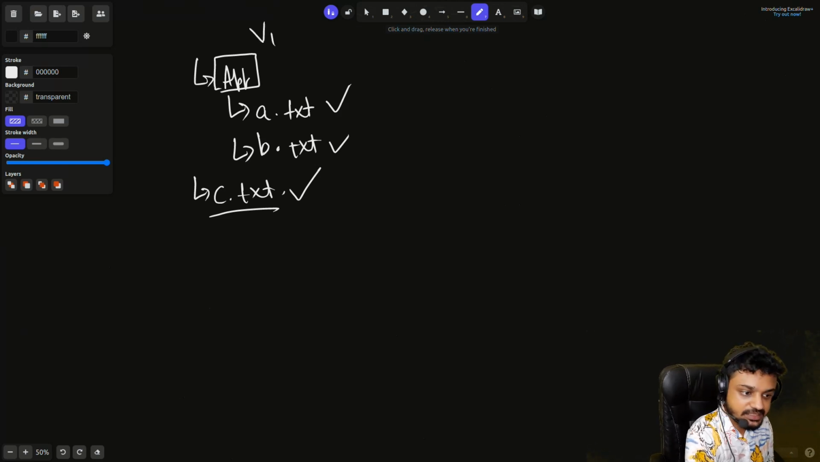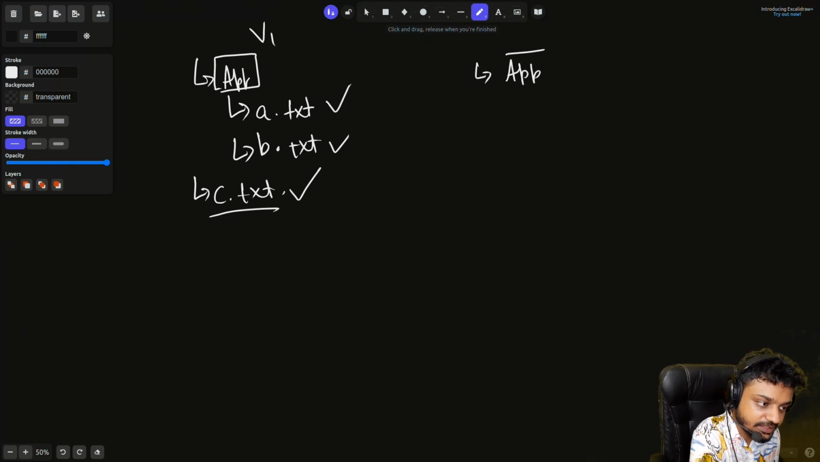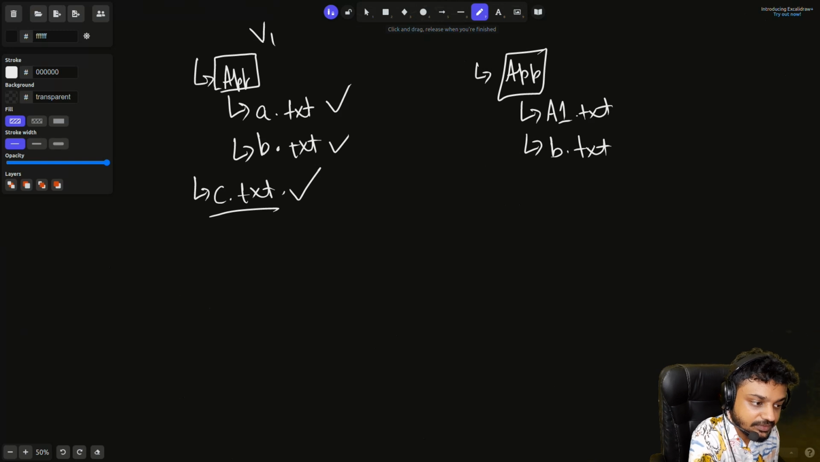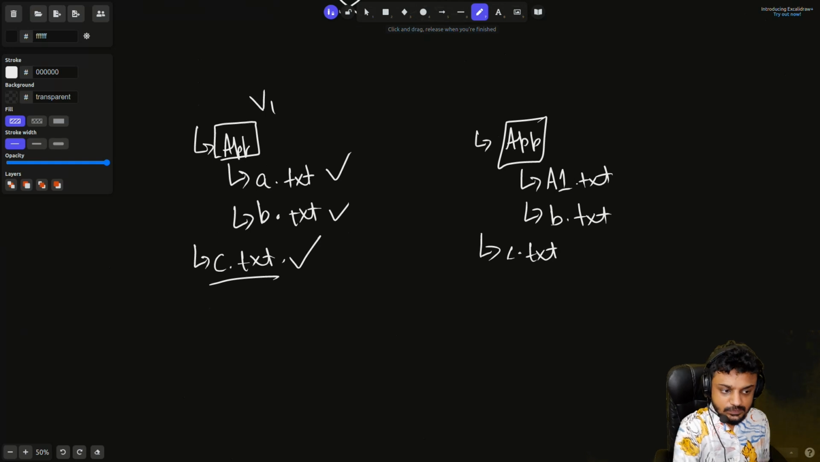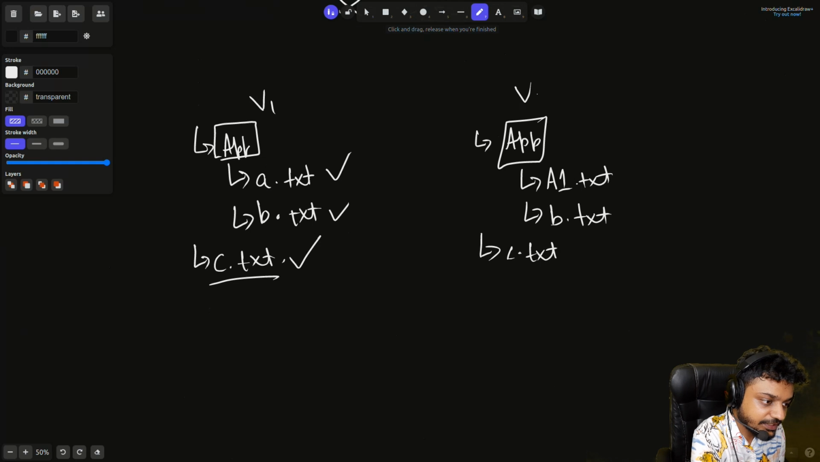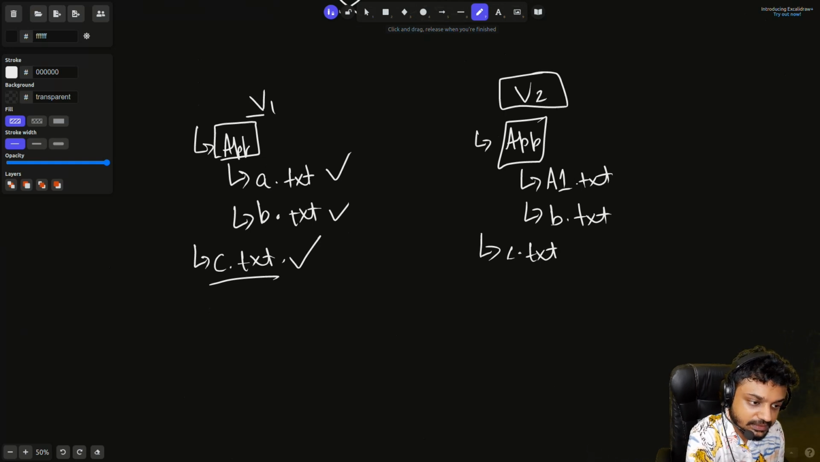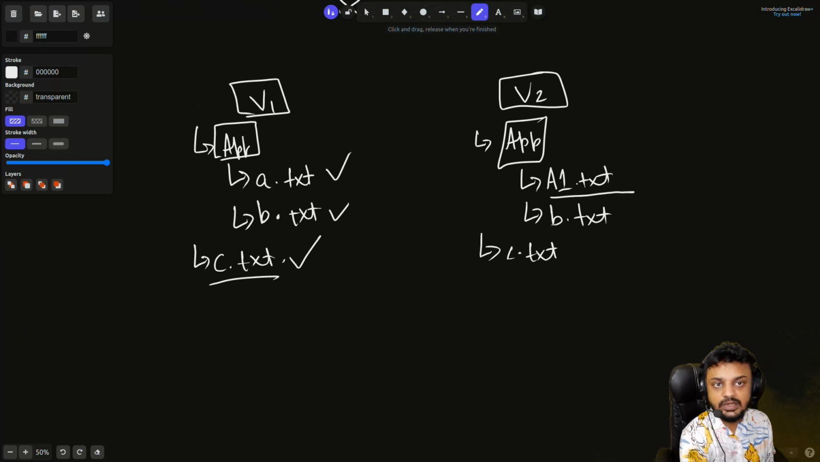Now I made some changes to this, where again my app directory that was there, inside this I have, this time I have a1.txt, and I have again b.txt, and outside I have c.txt. Now I made some changes here, right? This was my project's file system, and this is v2 of it. This was v1, right? So from v1 to v2 I made some changes into a.txt, right?